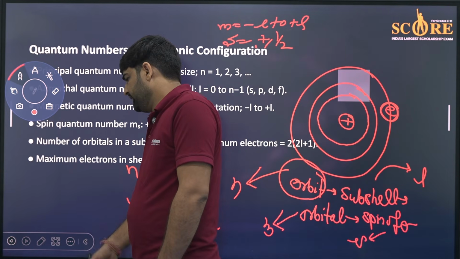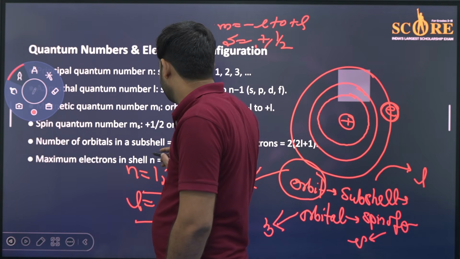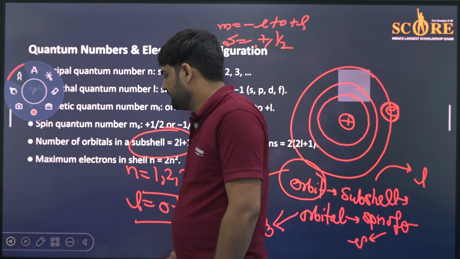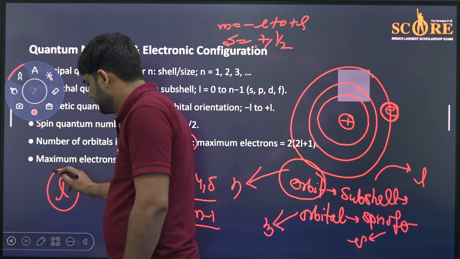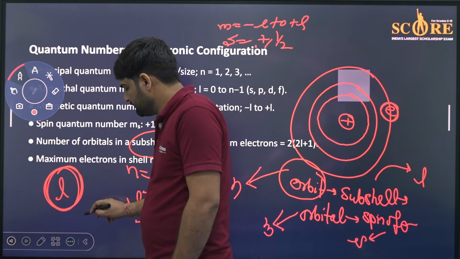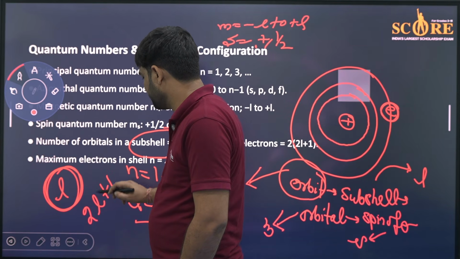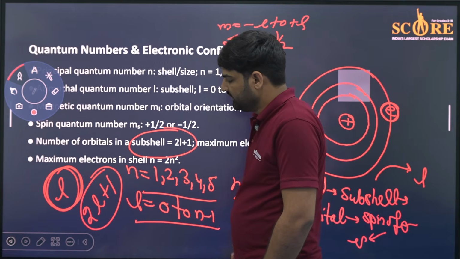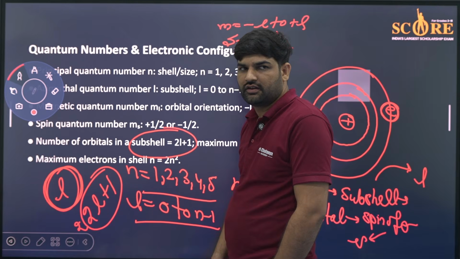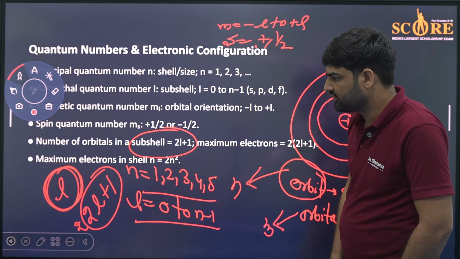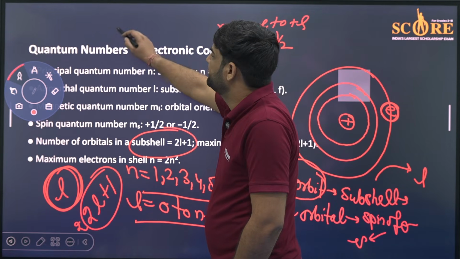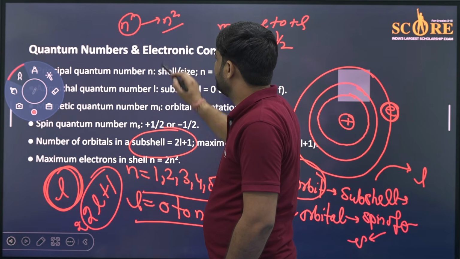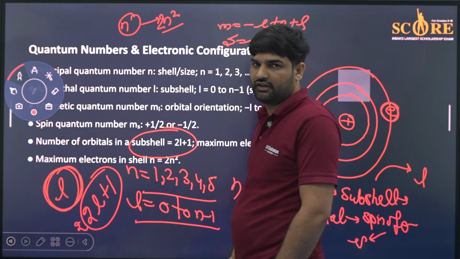Now we start with some formulas. Number of orbitals: if you have a principal quantum number, this is a particular subshell. In this particular subshell, if you want to find the number of orbitals, it will be 2l plus 1, and the maximum number of electrons will be 2 times this, because one orbital can accommodate a maximum of 2 electrons with opposite spin. If you have shell n, then n square is the number of orbitals and 2n square is the maximum number of electrons.